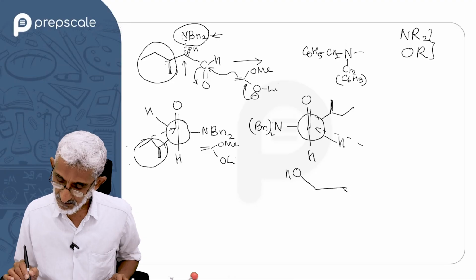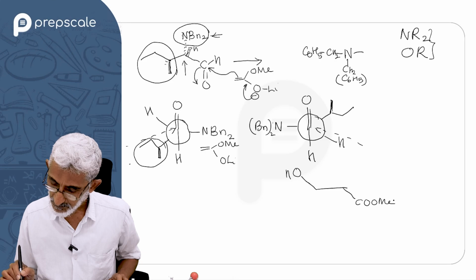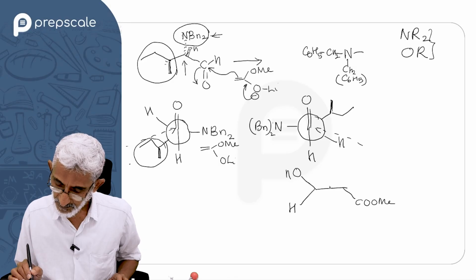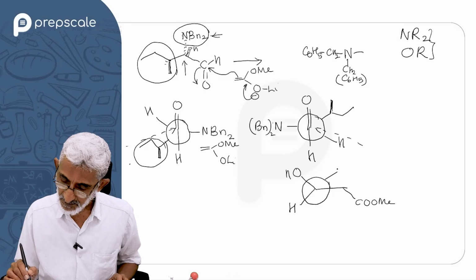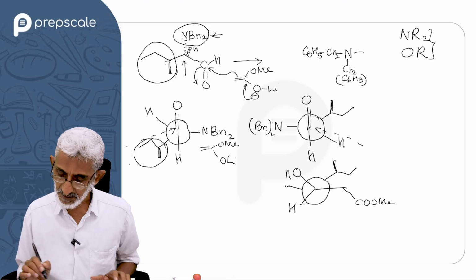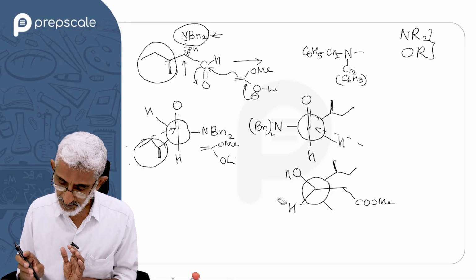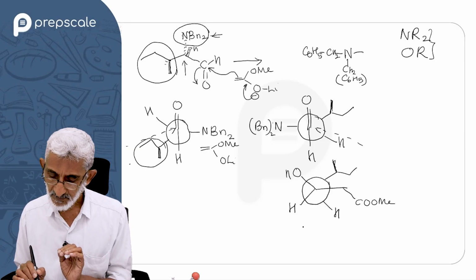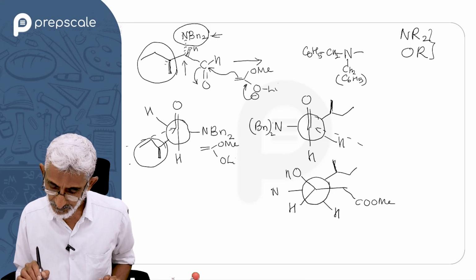Yes, this COOMe, and here I will have my H. I don't think it is complicated. The only thing is you have to just add the groups, that's all. Now we have the H here and H here, and here we have the NBn2.